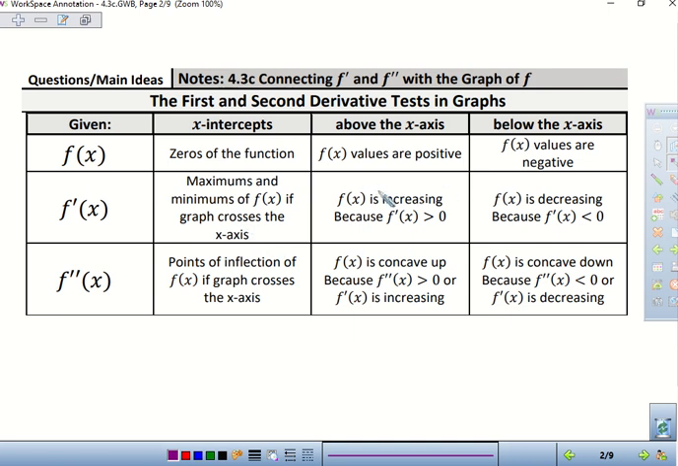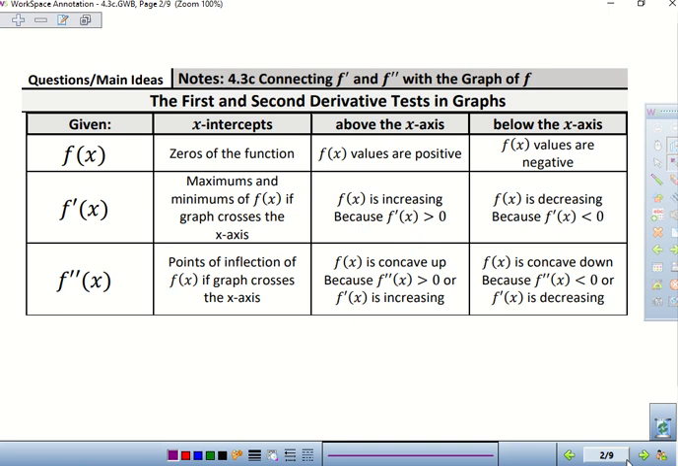If the graph of the derivative is above the x-axis, we know the function is increasing because it's a positive slope. We know that if the graph of the derivative is below the x-axis, it's decreasing because it's a negative slope. And then lastly, the double derivative. So the points of inflection of f of x are where the graph crosses the x-axis. The function is concave up when the double derivative is greater than 0. And that would also mean the first derivative is increasing. And then we're concave down when the second derivative is less than 0.